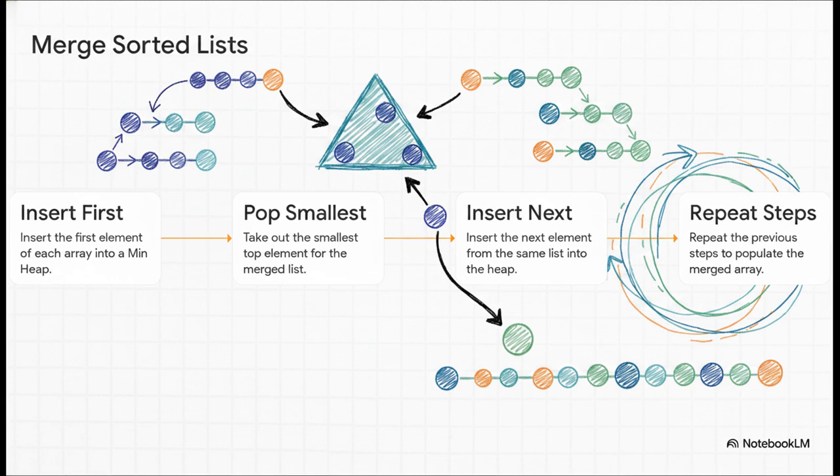Third, and this is where the real magic happens, whichever list that popped element just came from, you take the next element from that specific list and push it right into the heap. Finally, you just repeat that process. You never ever have more than k elements in the heap at any one time, which keeps your space complexity locked at O of k and your time at an efficient O of n log k.